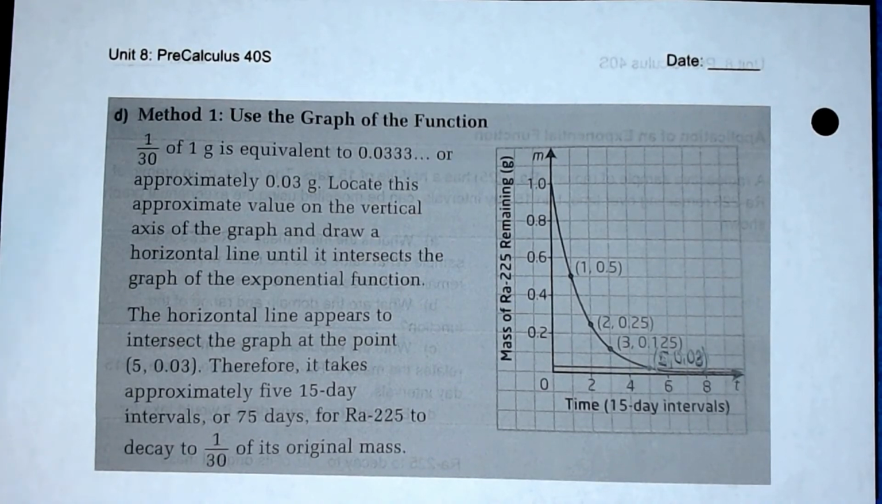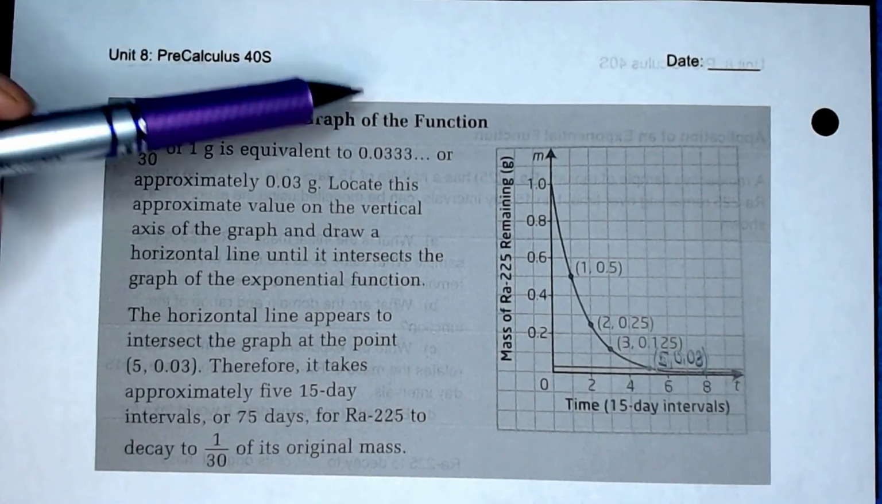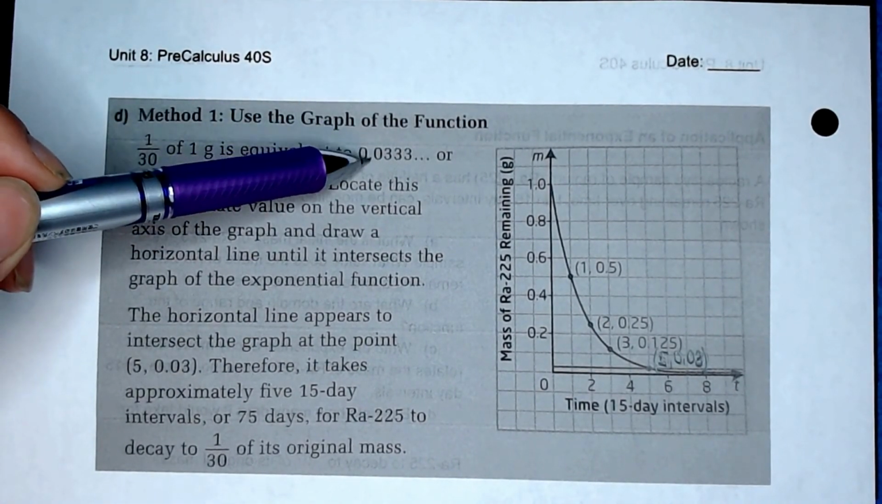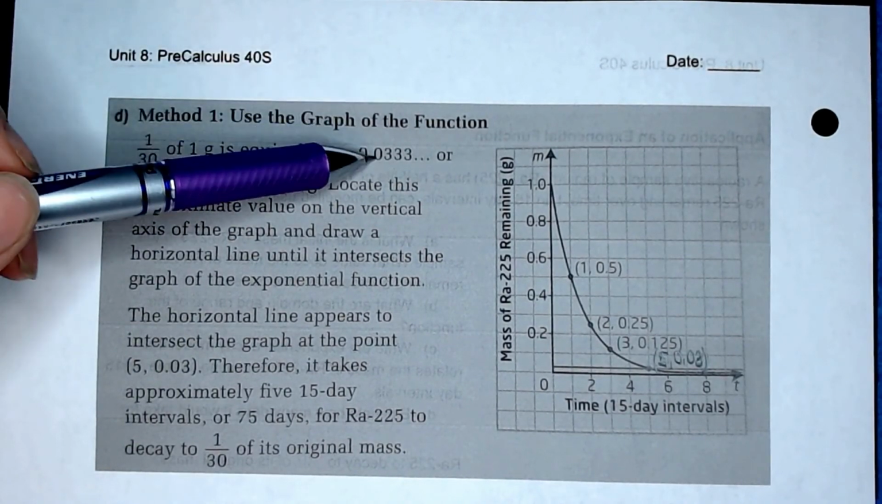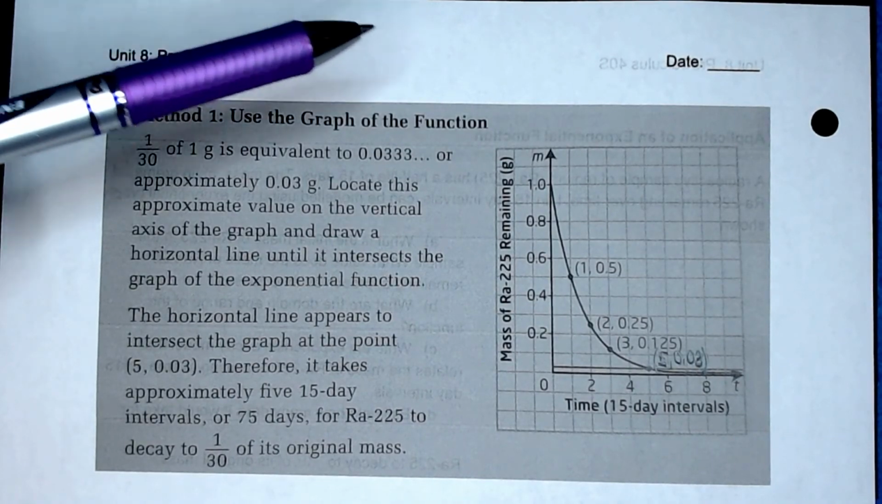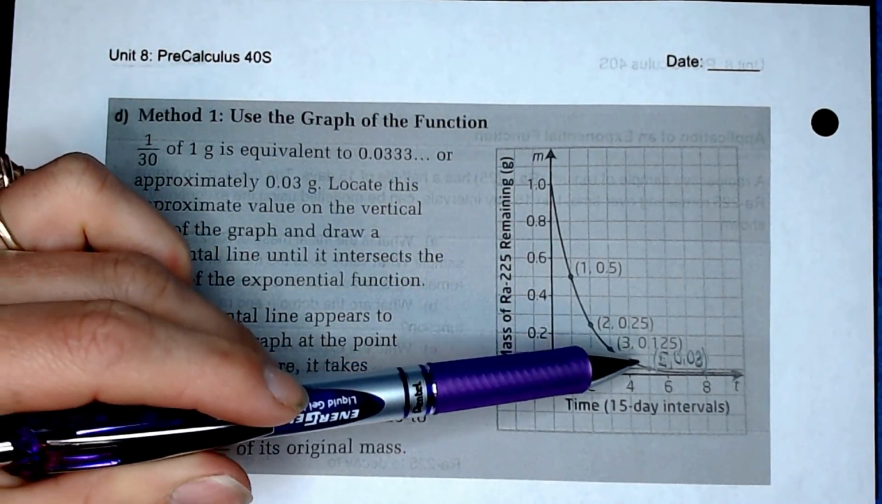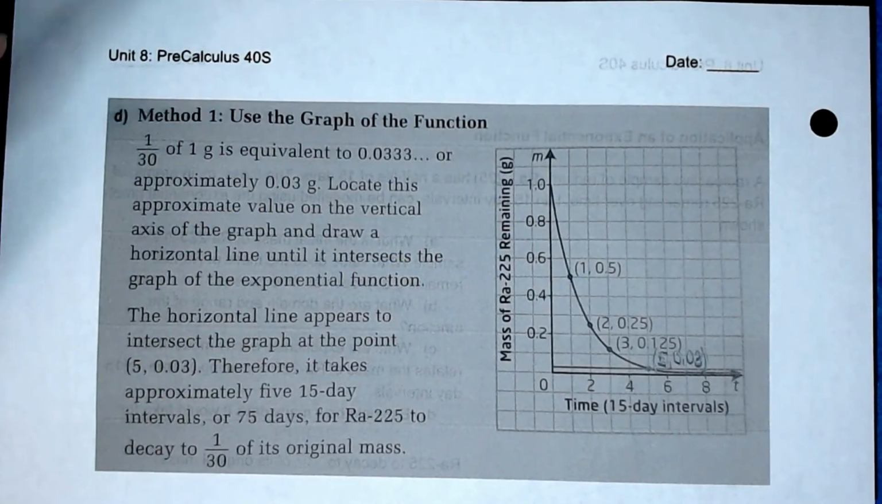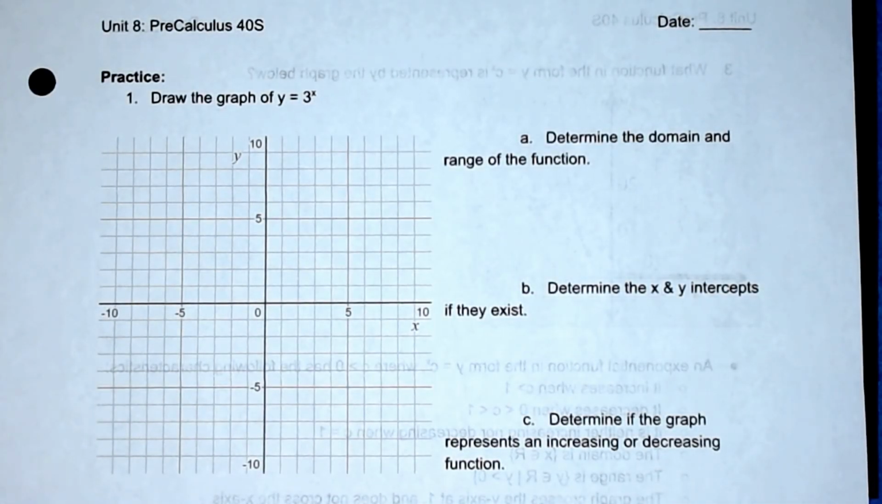You can either solve it algebraically and figure out what that value is, and then plug this mass into your equation for y and solve for the exponent. Or you can also just estimate it off the graph, see where that 0.03 happens. Beyond this, you have some practice questions and you can complete those and then get going on your work.